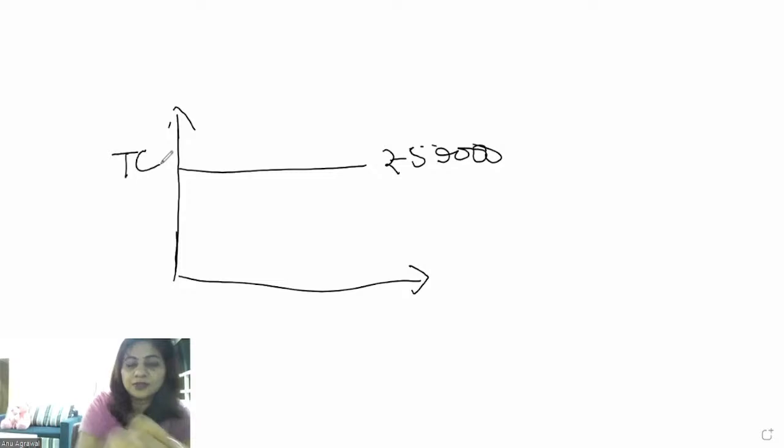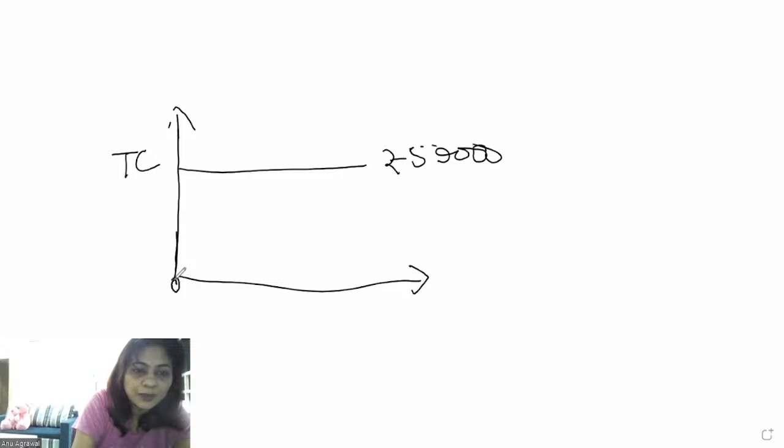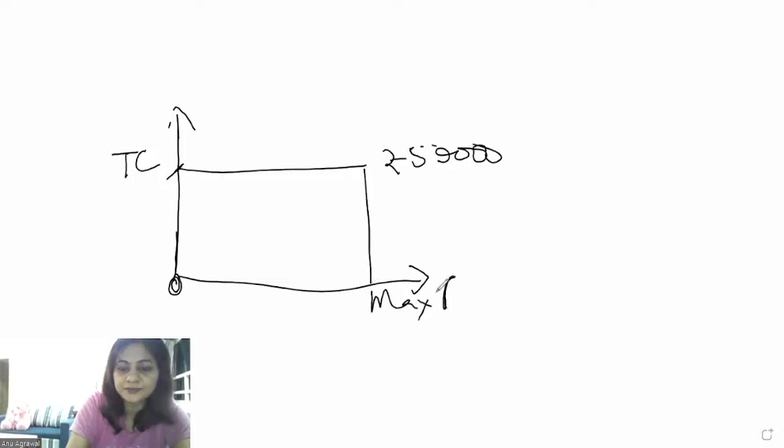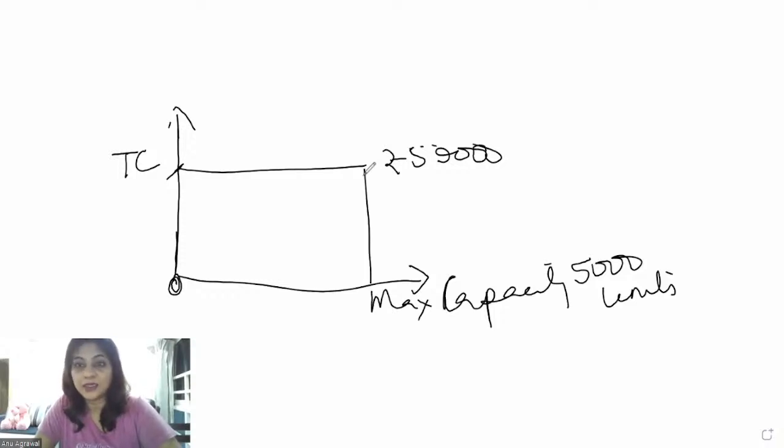This is my total cost. And this is constant. You look at it, it's a straight line. So it's a constant line, right? It's a straight line. That means if you are producing 0 units also, you are incurring 50,000. And let us say this is your maximum capacity of 5,000 units. Then also the cost is 50,000. Why? Because this cost has got nothing to do with production.